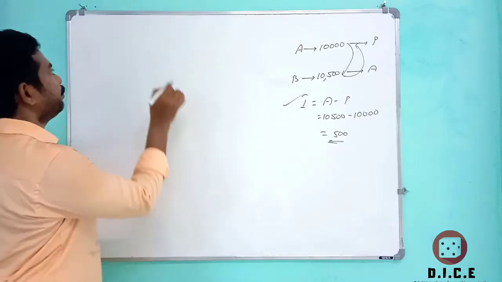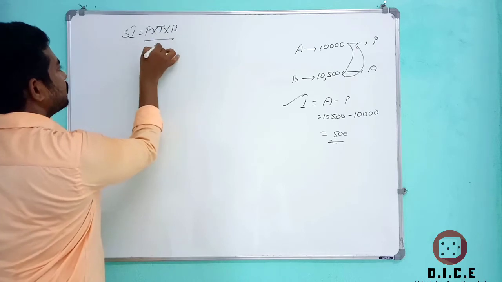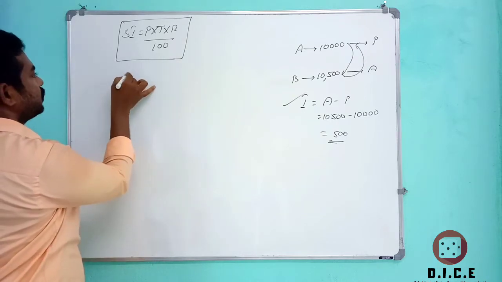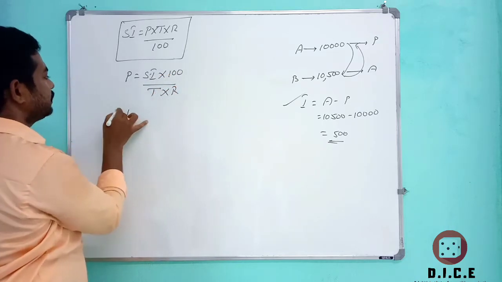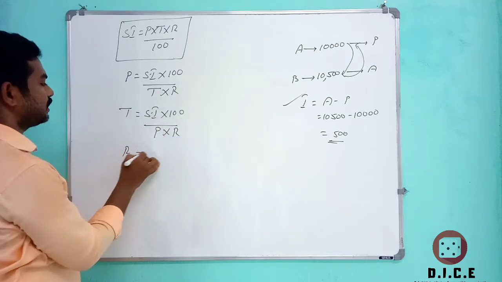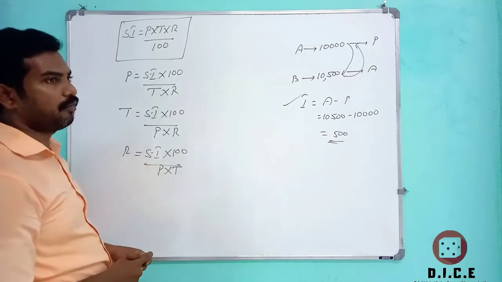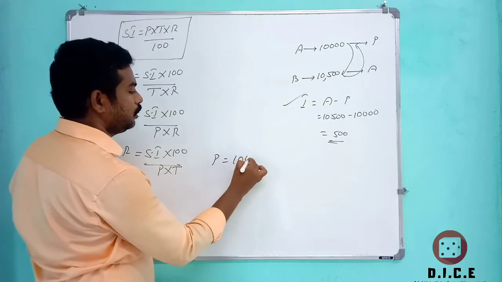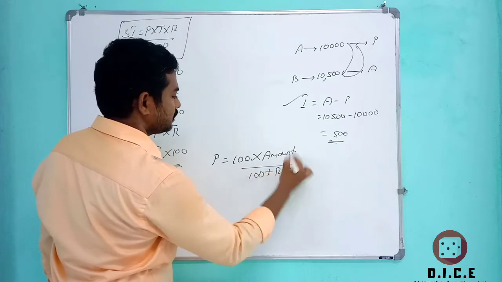We denote the simple interest with the formula SI is equal to P into T into R by 100. This is the basic formula to solve the questions in simple interest. Therefore, to get the value of P, P is equal to SI into 100 by TR. T is equal to SI into 100 by PR. Rate is equal to SI into 100 by PT. For an example, if you want to calculate the principal value when amount is given, the principal value is nothing but 100 into amount by 100 plus rate into time.